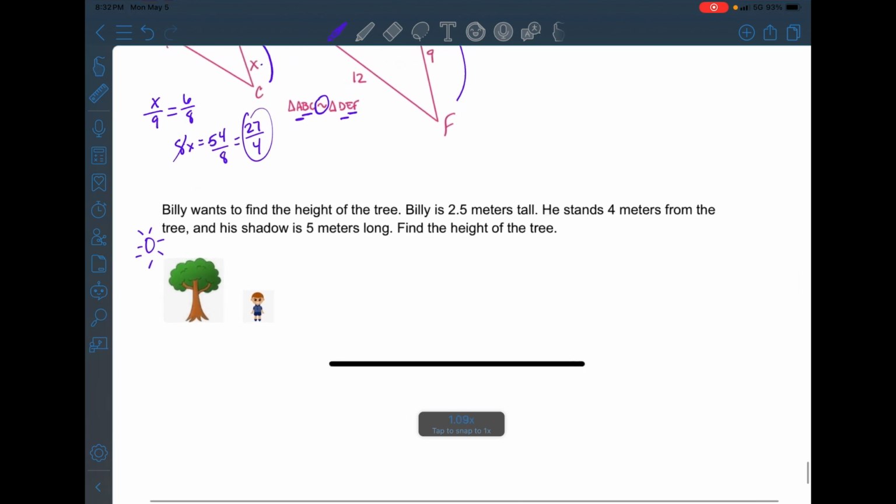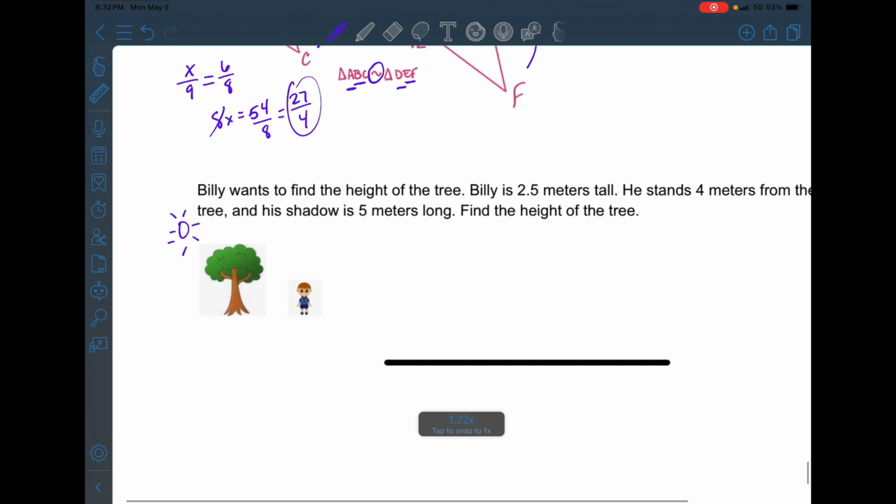All right, here we go. Billy wants to find the height of the tree. Billy is 2.5 meters tall. He stands 4 meters from the tree, and his shadow is 5 meters long. Find the height of the tree. Well, first, I forgot to put the sun, so you need a sun. It's important, just so you know which way the shadows go.